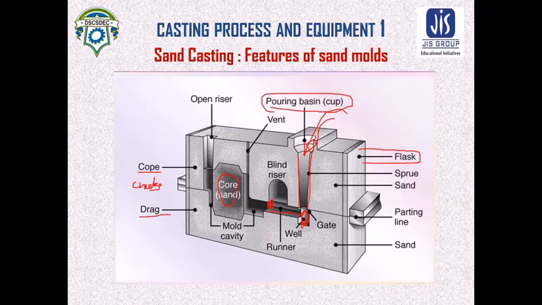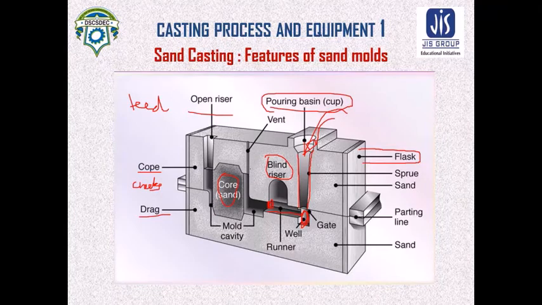The core is used to make intricate or hollow castings. We will study the core in detail later on. And this is the mold cavity. There is also the riser. There are two types of riser: one is the open riser, and the other is the blind riser. These risers are a feedback mechanism. When solidification starts, due to shrinkage the material in the mold cavity will be less. At that time, from the open riser and blind riser, molten material is supplied to the mold cavity so that shrinkage does not have any effect upon the shape or dimensional accuracy of the casting.